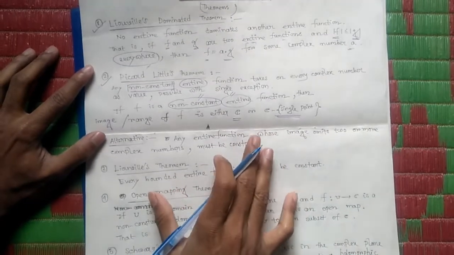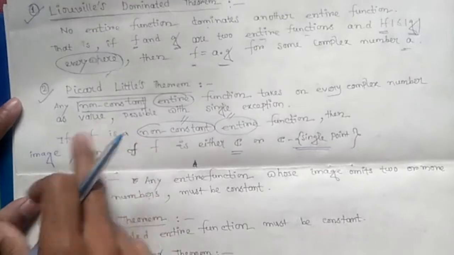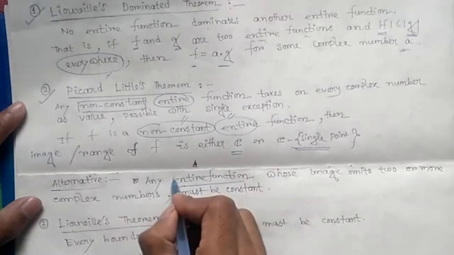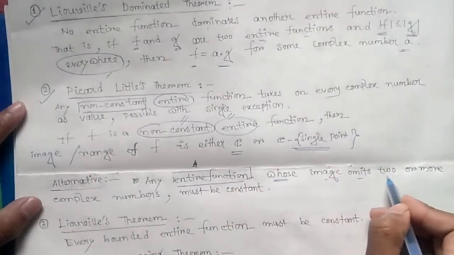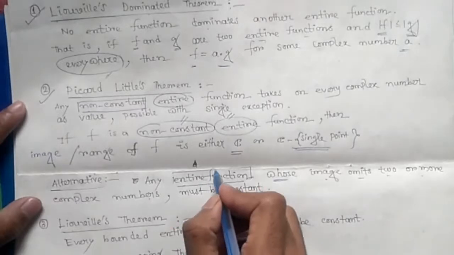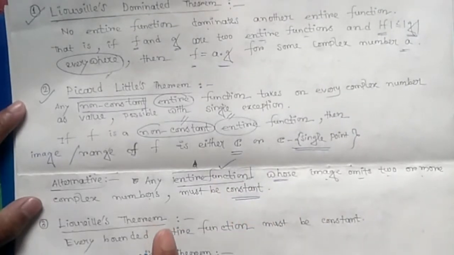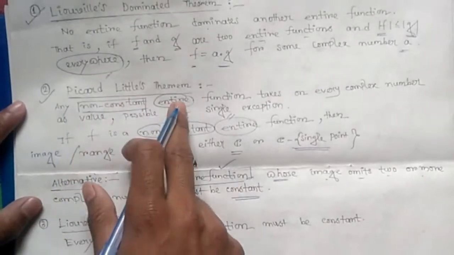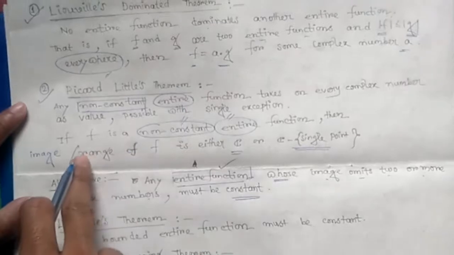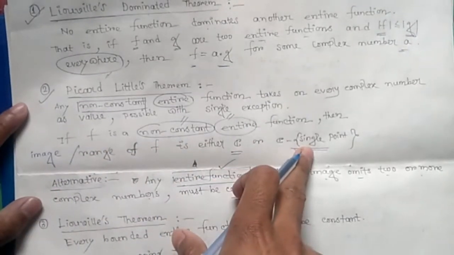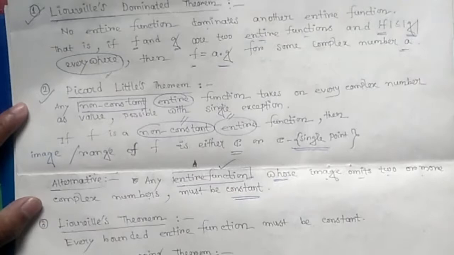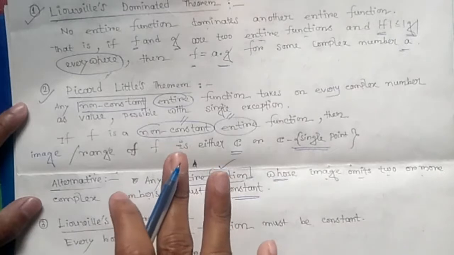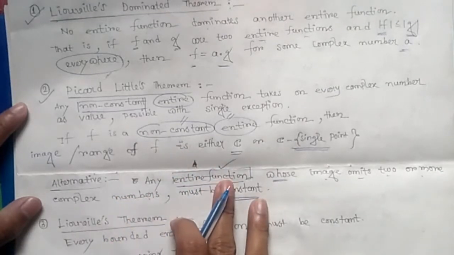Also, this statement says that for any entire function whose image omits two or more complex numbers, the function should be constant, because by Picard's little theorem, every non-constant entire function has an image that is either C or C minus a single point. If the image of an entire function omits at least two complex numbers, then the function should be constant.